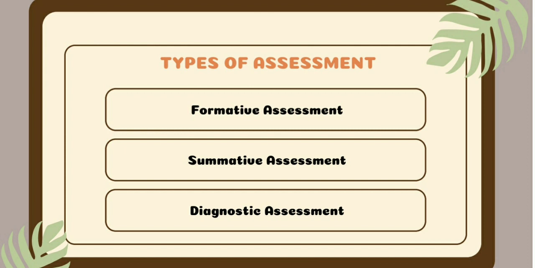Now let's tackle the second type of assessment, which is the summative assessment. Summative assessments are generally administered at the end of a teaching unit or course to evaluate students' overall knowledge and skills. These assessments provide a summary of what students have learned and achieved. Examples of summative assessment include the final examination, projects, presentations, and standardized tests.